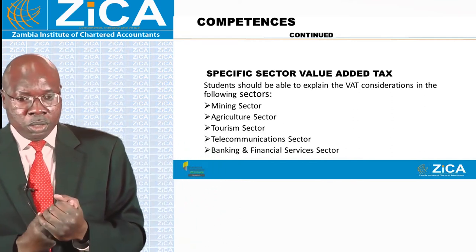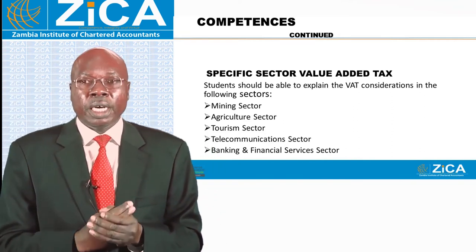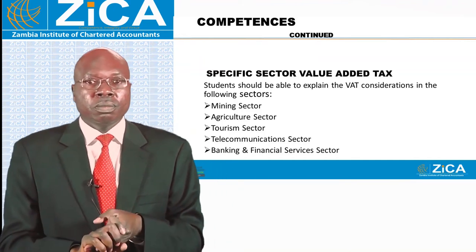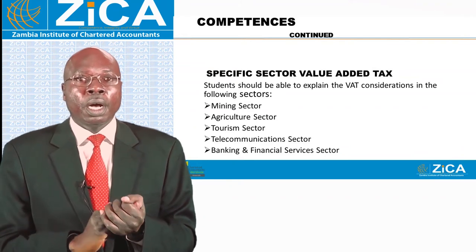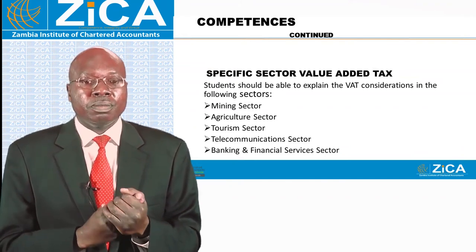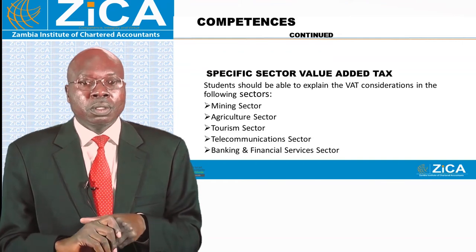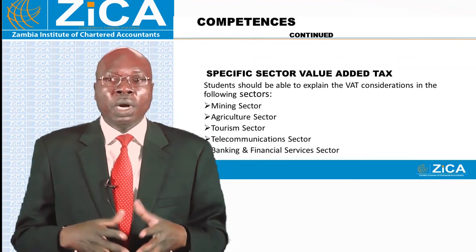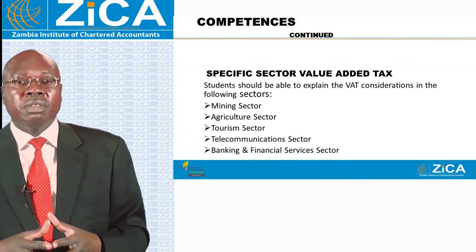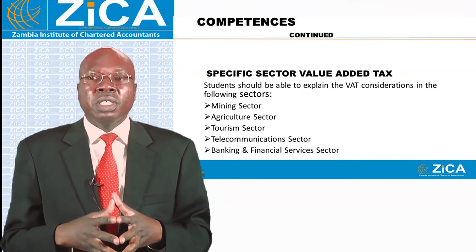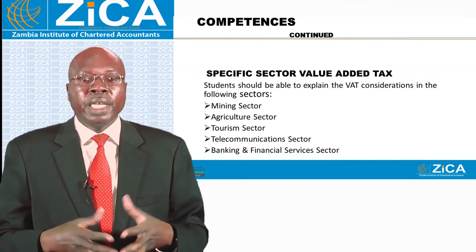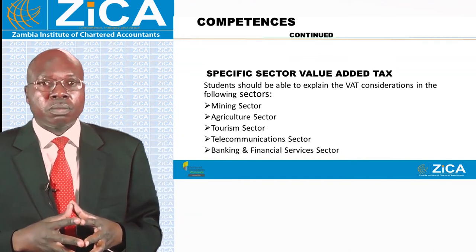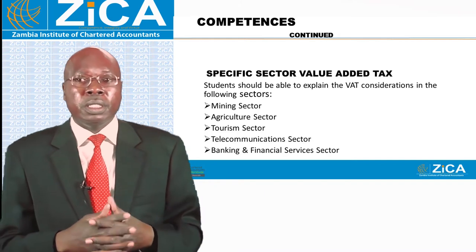Number two is the agricultural sector. The agricultural sector has enjoyed a lot of reliefs in terms of payment of tax. Though this is outside the indirect taxation, I would mention that while other companies are taxed at 35%, any income that is earned from the agricultural sector is only taxed at the rate of 10%.